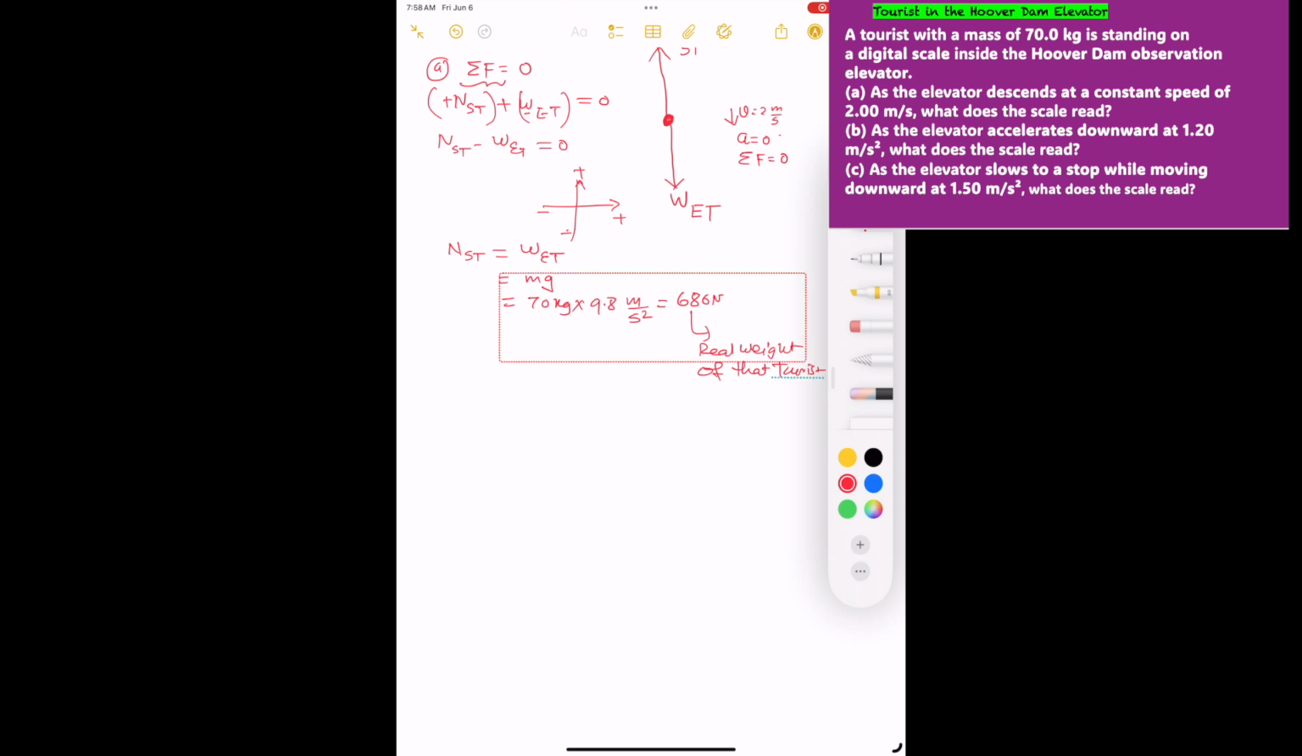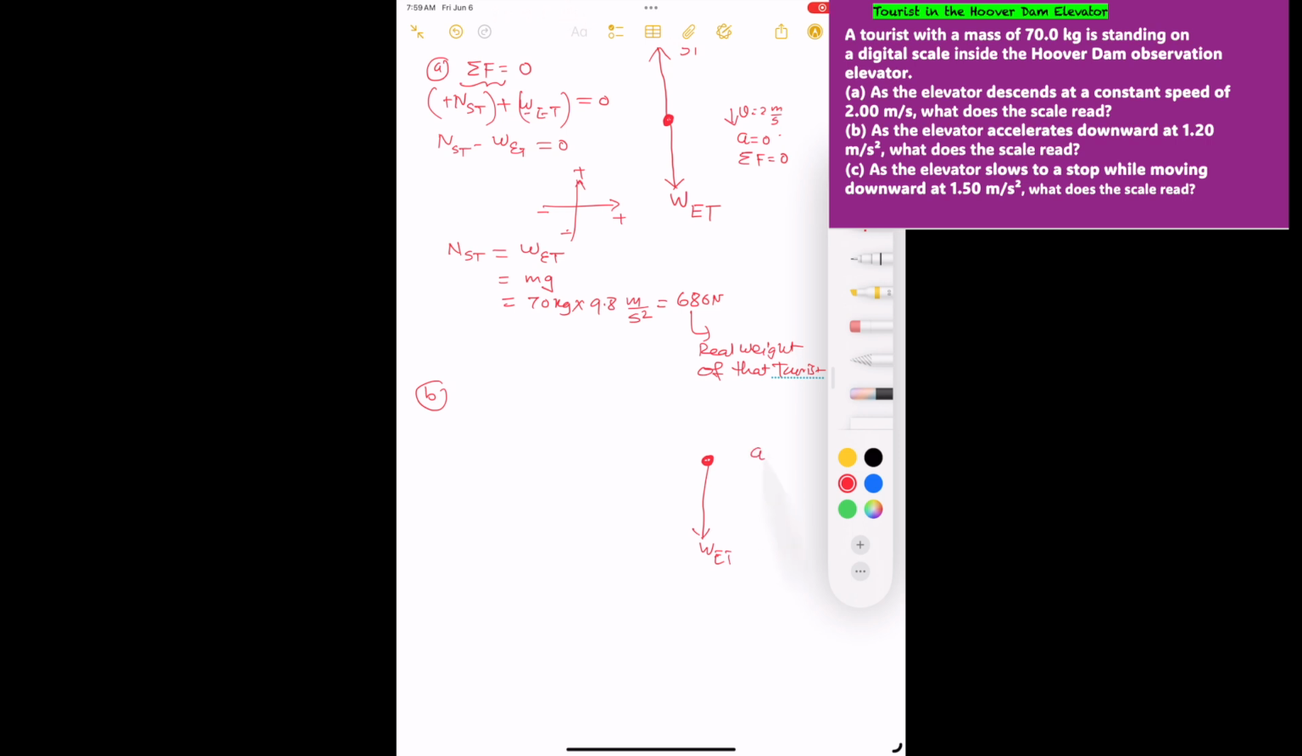But now, part B, the situation changes. The elevator accelerates downward at 1.2 meters per second squared. What does the scale read now? Now you have the acceleration. So again, you have the weight of that tourist.